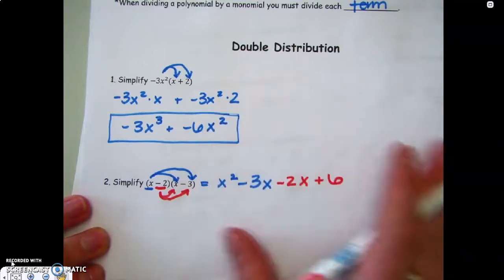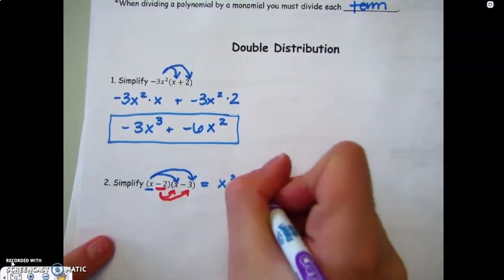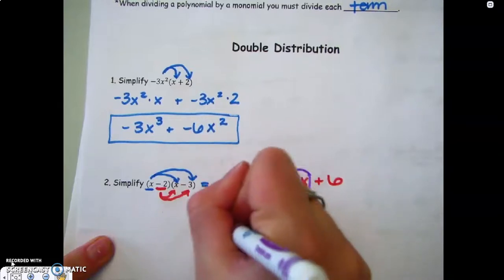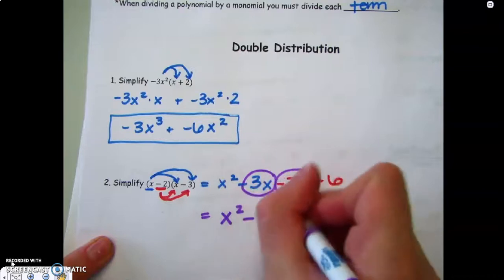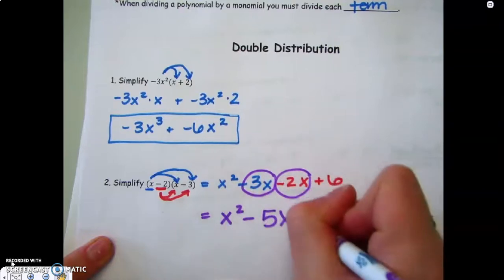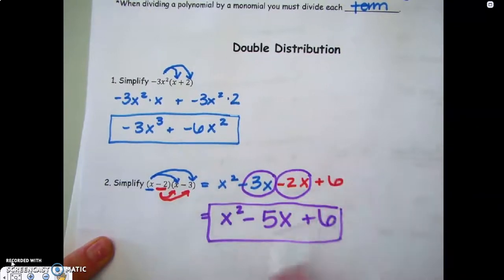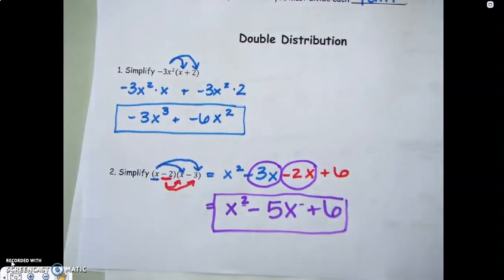So once I've distributed everything, then I look for my like terms. I know that these terms both have an x, so I can combine them. So my final simplified answer would be x squared, negative 3 minus 2 is negative 5, plus 6. And that would be the most simplified I could get my answer here. These are not like terms. I cannot combine them. And this is also written in standard form. The degree of my exponents are decreasing. So that was like the lesson before. And so that's really it.